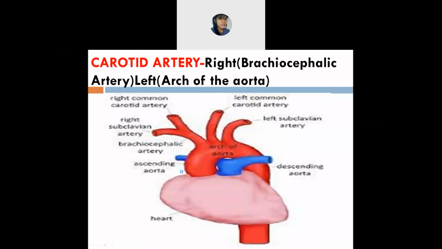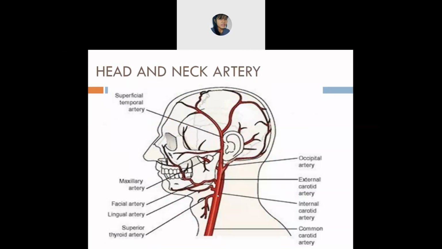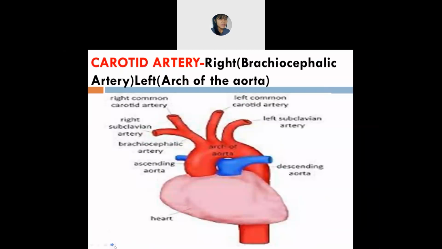What you will find in the head and neck arteries, first, you will find the carotid artery. The carotid artery you will find right here in the neck area. You can even feel your pulse here, right in the carotid artery. So let us discuss this portion, the carotid artery.